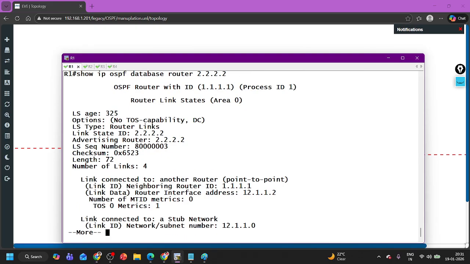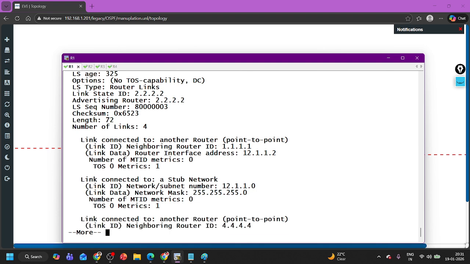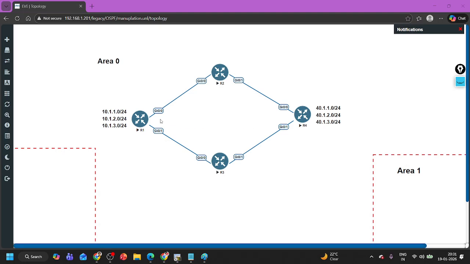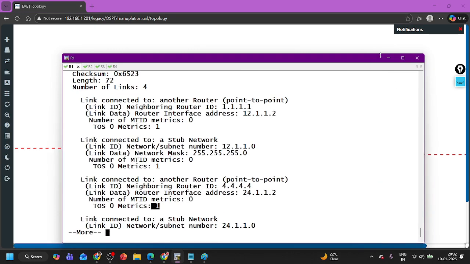Who is the neighbor of 2.2.2.2? Link to another router, 4.4.4.4. What is the cost from router 2 to the destination? 1. One is the cost from me to router 2 and one is the cost from router 2 to router 4. That means the cost from router 1 to router 4 is 2. And what cost is coming in LSA 1? 1. So the total metric is 3.